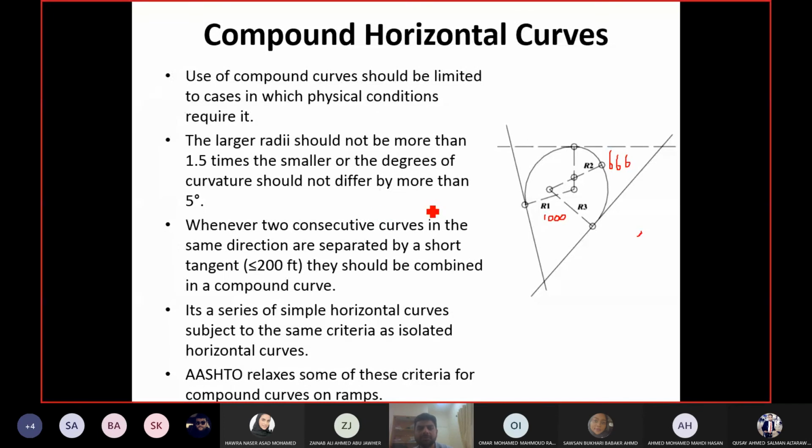Or the difference between the degree of the curves should not be more than 5 degrees. So if this curve, for example, has a degree of the curve equal to 10, then this one should be 5 or more. Because if it is less than 5, then the difference will be more than 5 degrees. Okay, so these are the two guidelines given: one for the radius, one for the degree of the curve.